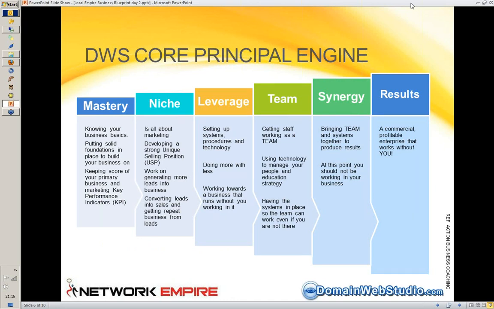So mastery is knowing your business basics, putting solid foundations in place to build your business on, and keeping score of the primary business and marketing key performance indicators. Okay, that is the most important thing. That's the very first thing you've got to do. And DWS starts off, when you put your keywords in, DWS takes that and it actually applies your mastery rules to it.